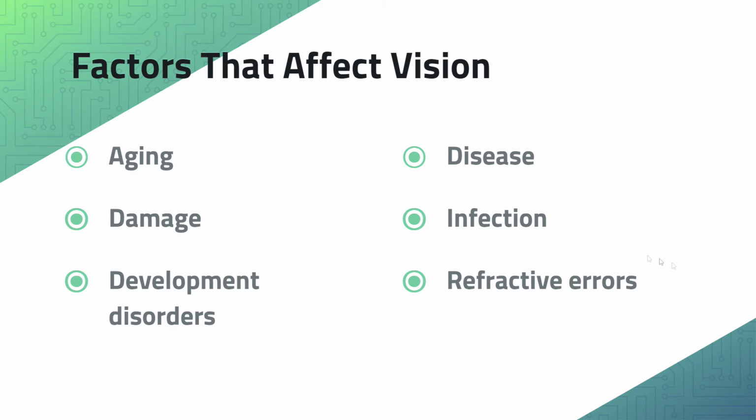So some more faulty mechanisms are these factors that affect vision, including aging, damage, such as an injury where you damage the retina or clouding of the cornea or lens, developmental disorders, disease, infection, and refractive errors. Basically all of these will lead to impairment of the vision, and it'll impair one's ability to see because it can interfere with the light entering through the eye or the ability of the eye to focus.